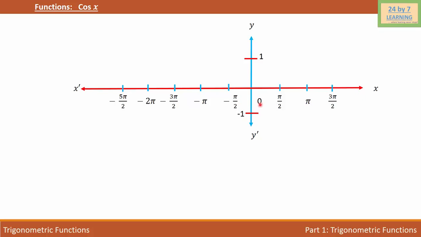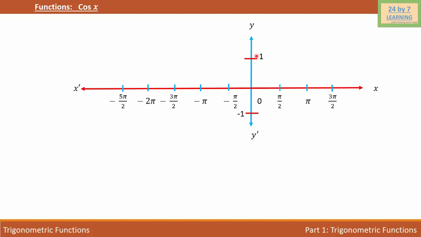The values that I'm considering on the right of the origin are pi over 2, pi, and 3 pi over 2. And the values that we are considering on the left of the origin are negative pi over 2, negative pi, negative 3 pi over 2, negative 2 pi, and negative 5 pi over 2. And the values that we are considering on the y-axis are negative 1 and 1.